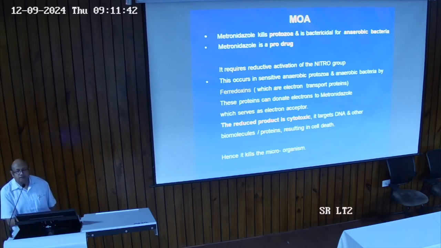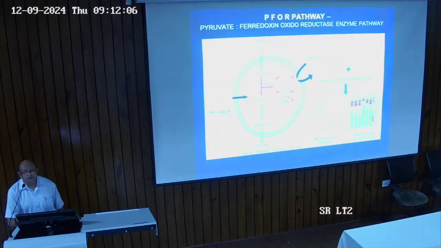So these ferredoxins are basically electron transport protein acceptors. Okay, and these proteins can donate electrons to metronidazole, which serves as the electron acceptor. The reduced product is a cytotoxic substance that is going to target the DNA and is going to kill the protozoa. So basically, this is the mechanism of how it is going to function.